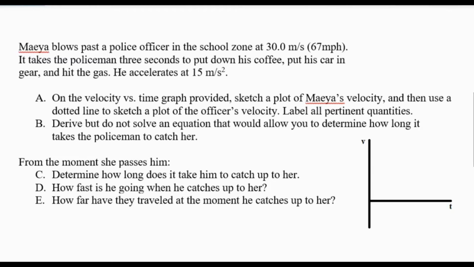So Maya blows past a police officer in the school zone out front at 30 meters per second, that's 67 miles an hour. If it takes the police officer 3 seconds to put down his coffee, put his car in gear and hit the gas, then he accelerates at 15 meters per second squared.